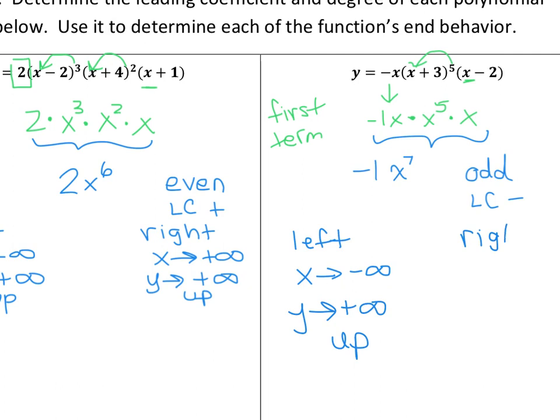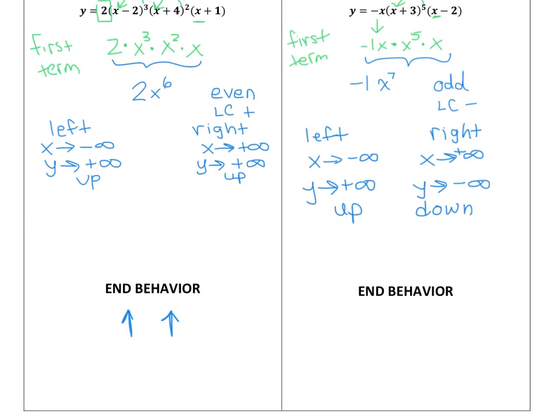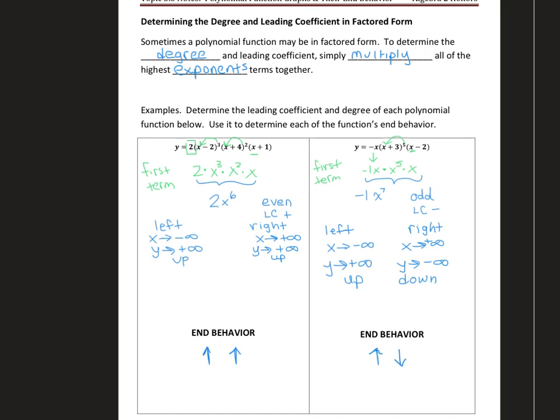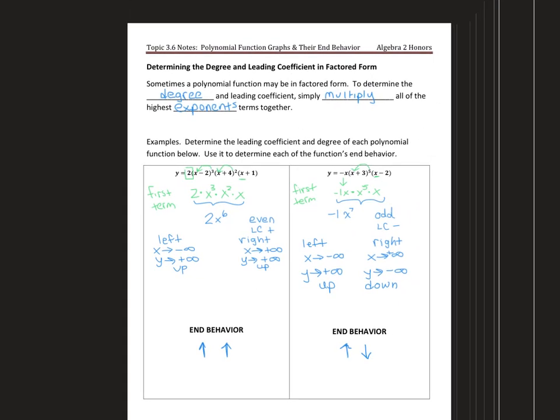On the right-hand side, x is approaching some big number, positive infinity. Put a big number in for x, and I get an even bigger positive number. That positive number multiplied by a negative coefficient is going to give me a negative output. In other words, down. So ultimately, on the left-hand side, we're going to be up, and on the right-hand side, we're going to be down.